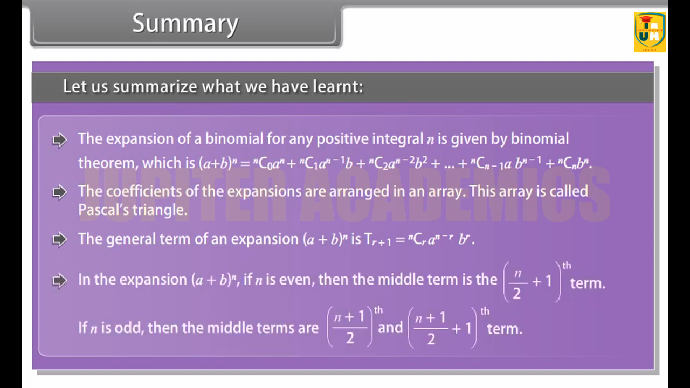In the expansion a plus b raised to power n, if n is even, then the middle term is the n by 2 plus 1th term. If n is odd, then the middle terms are the n plus 1 by 2th and the n plus 1 by 2 plus 1th term.